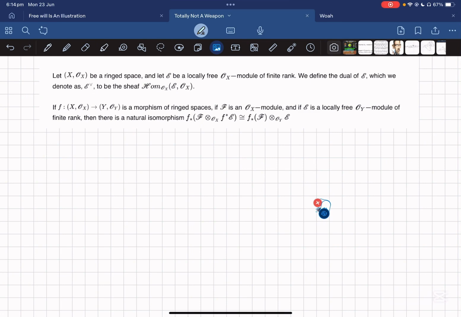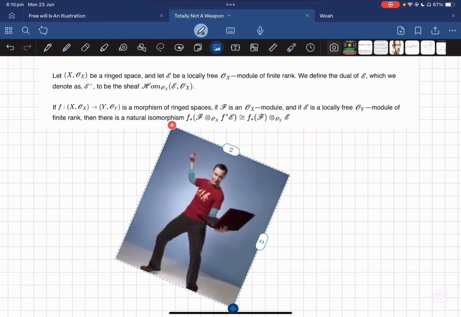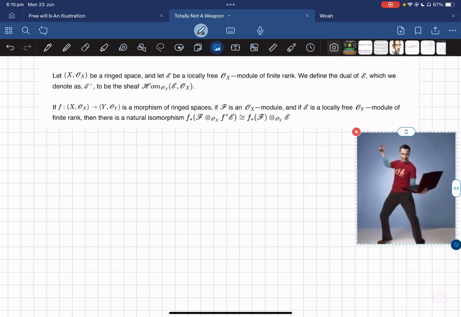Before I even proceed, I want to show you the most important part of the video, and it's a cool image of Sheldon Cooper I found on Google. This is the most important part of the video, so you must take notes on this. He's going to be sitting here while I do this.